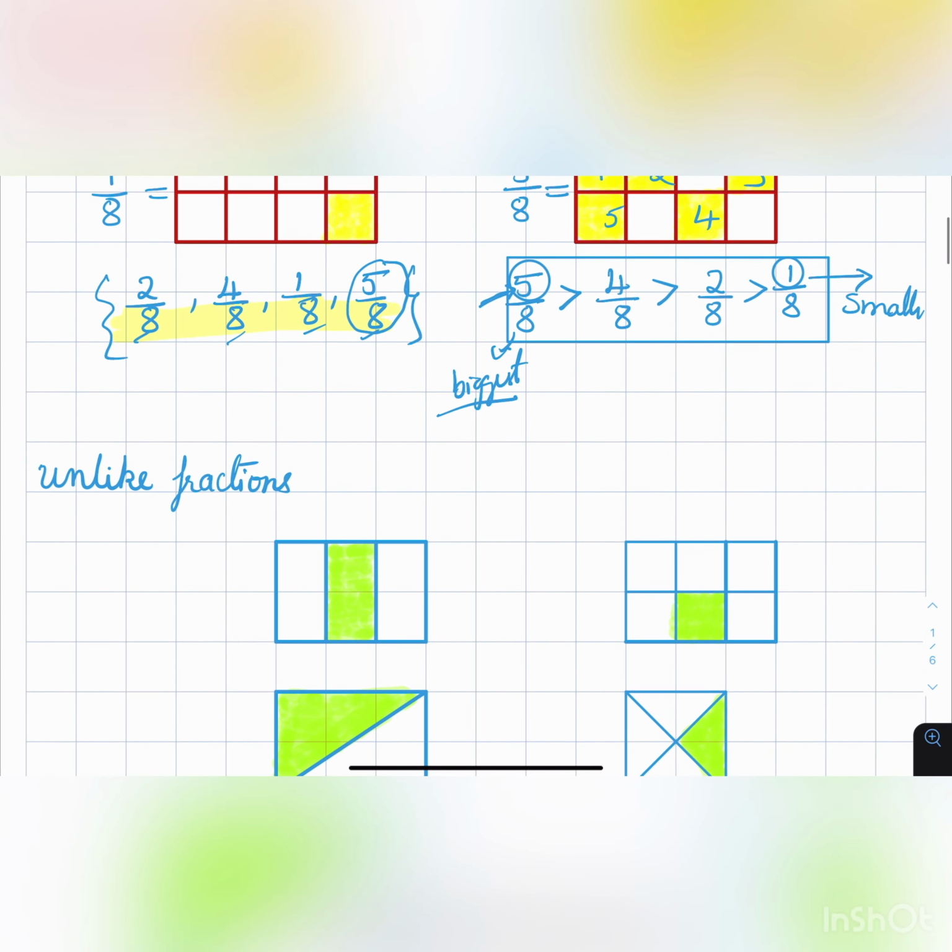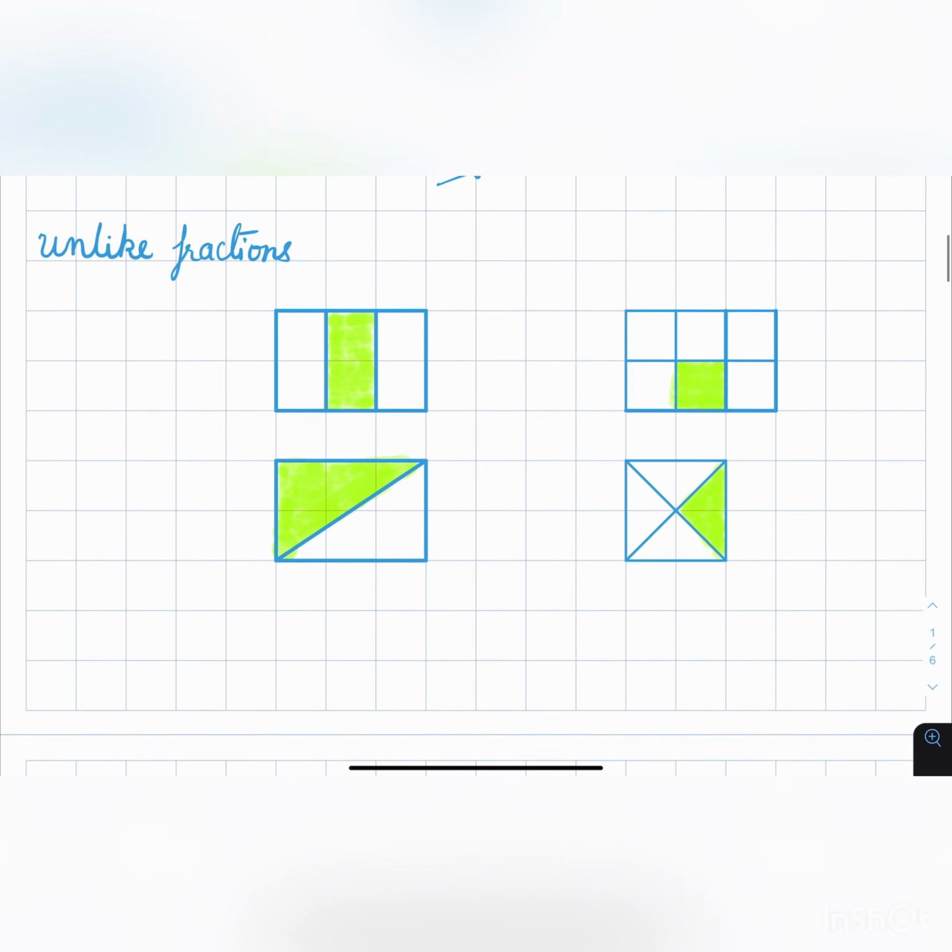For unlike fractions also, I have taken 4 pictures. Let me convert the pictures into fractions. In this, 1 part is shaded out of 3 parts. So how do we write it? 1 out of 3. And in the second one, 1 part is shaded out of 6 parts. The next one, 1 part is shaded out of 2 parts. The next one, 1 part is shaded out of 4 parts.